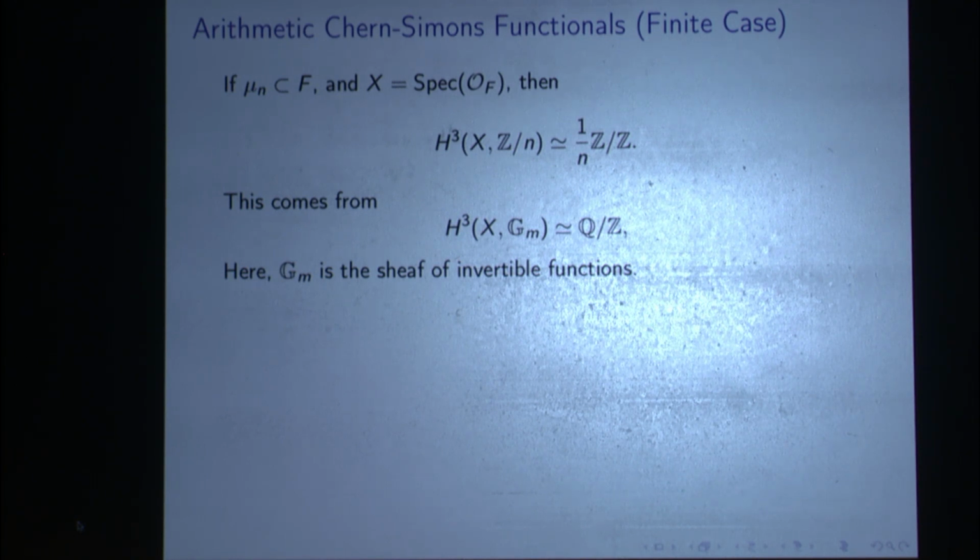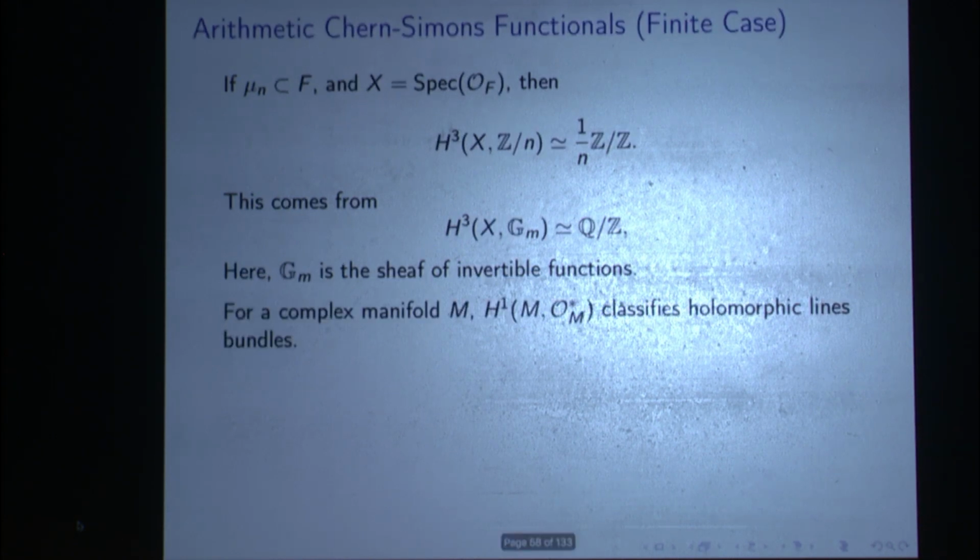Invertible elements of OF, that's right. If you take an open set of OF, you would consider invertible functions on those things. So you only allow denominators outside the primes that you are removing, for example. So this is the sheaf. Is that okay? Right. These are difficult sheaves to get used to, but once you do that, you come up with computations like this. I'll remind you, for example, for a complex manifold, if you look at H1 with coefficients in invertible functions, you get exactly the holomorphic line bundles, right?